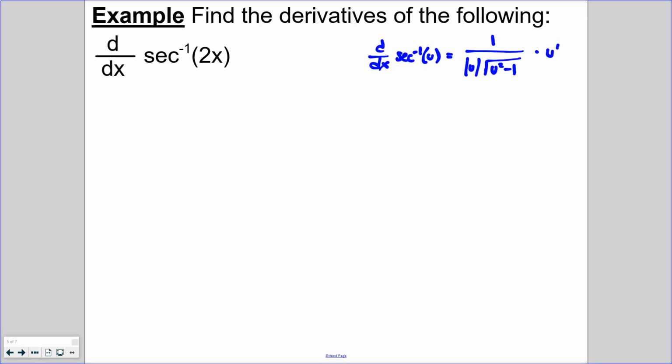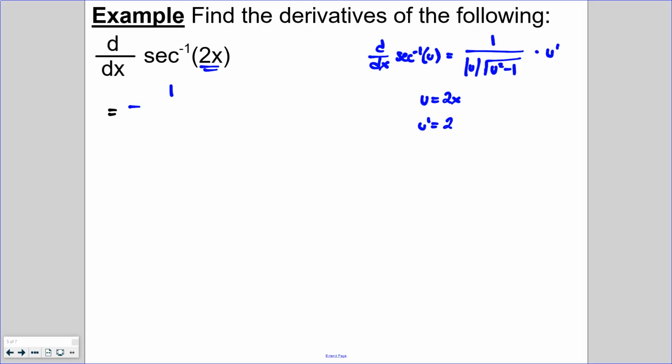So, just like before, we need to figure out what our inside function is, or what function is inside of secant inverse, and that is 2x. So u will be 2x. Well, we do have to take the derivative of this, and the derivative of 2x is just going to be 2, so we know that u prime will be 2. Well, now that we have that taken care of, let's take the derivative and substitute everything in.